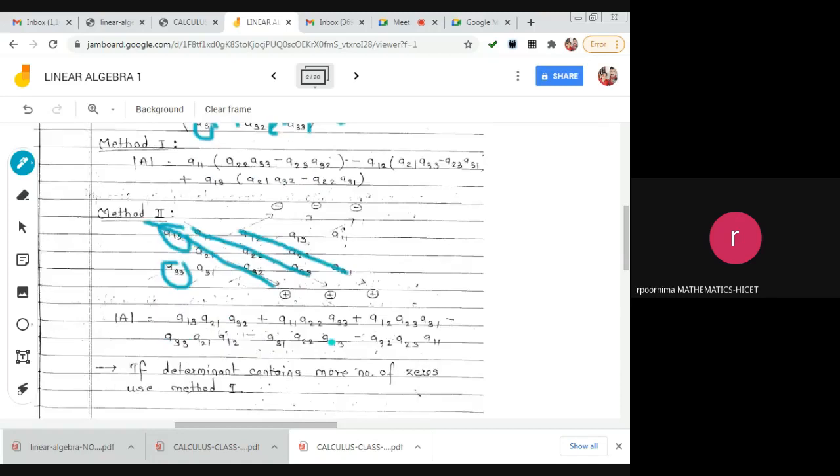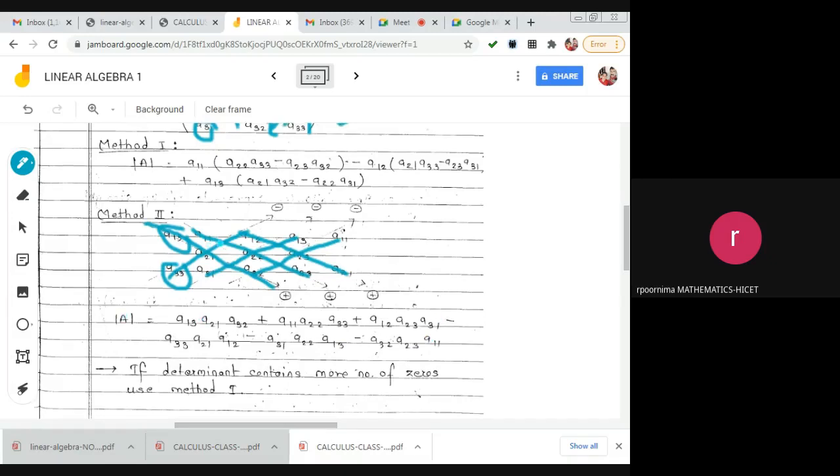Then in the reverse order, minus A33 into A21 into A12, minus A31 into A22 into A13, minus A32 into A23 into A11. So these are all the terms. After simplifying these terms, you will get one finite value. That is the determinant value of that particular matrix.